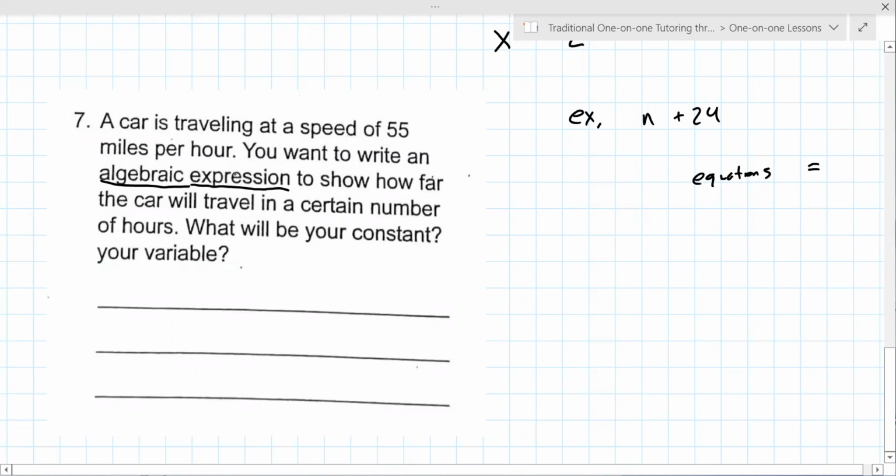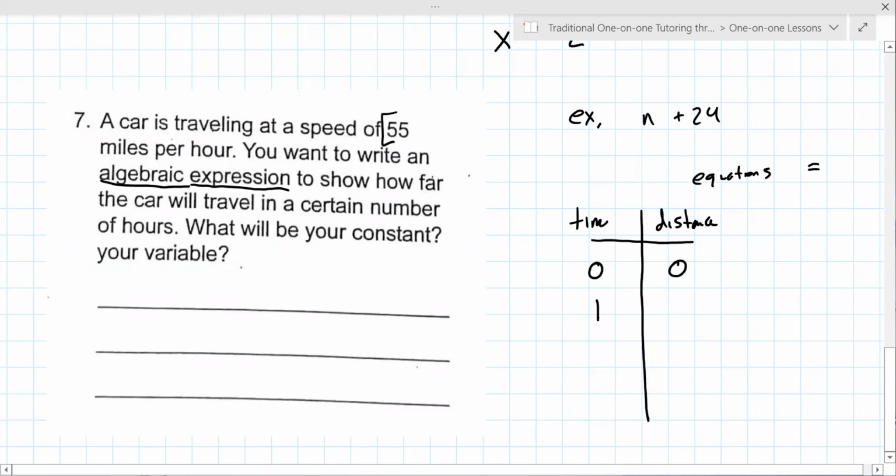Okay. All right, so let's just make a quick table here. Time and distance. And let's say you start out at 0, your distance is 0. But after 1 hour, how far have you gone?